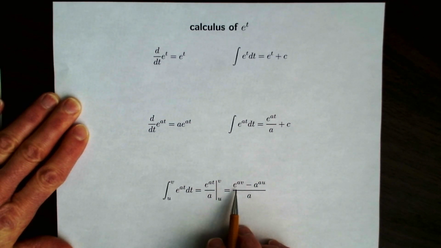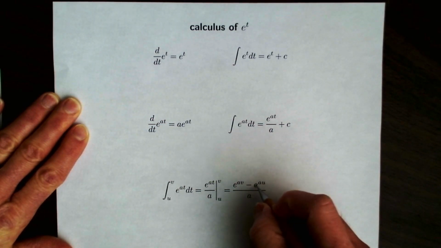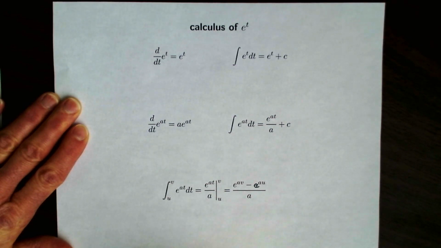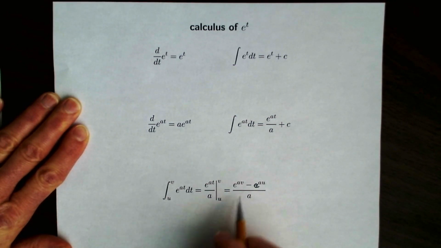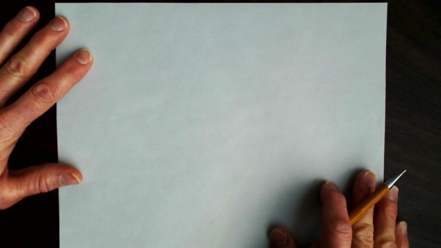We have the exponential evaluated at the upper limit of integration minus the exponential function evaluated at the lower limit, e to the au, all divided by the scale factor a. So let's put this formula to use and integrate a few exponential functions of the type that we'll see in our signal processing class.